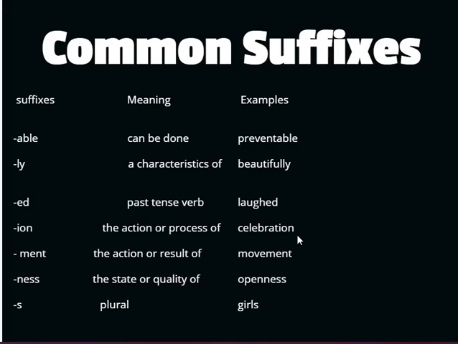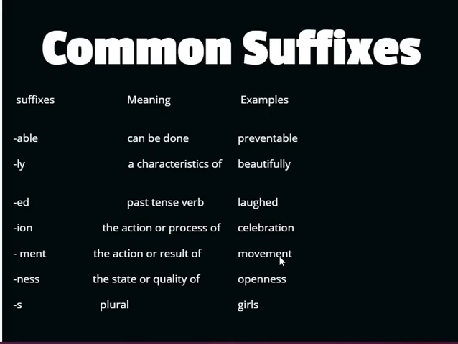Meant means the action or result of, like a movement. A sentence with something like movement could be, she started to pull the pillow down and caught the movement in the mirror from the corner of her eye. An action, movement, something is happening.